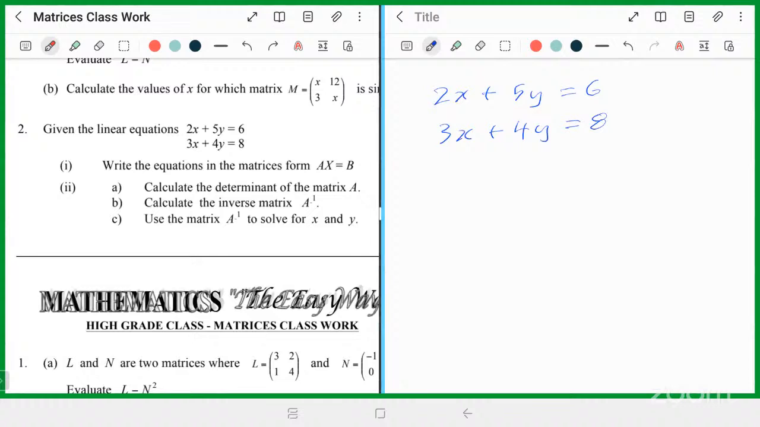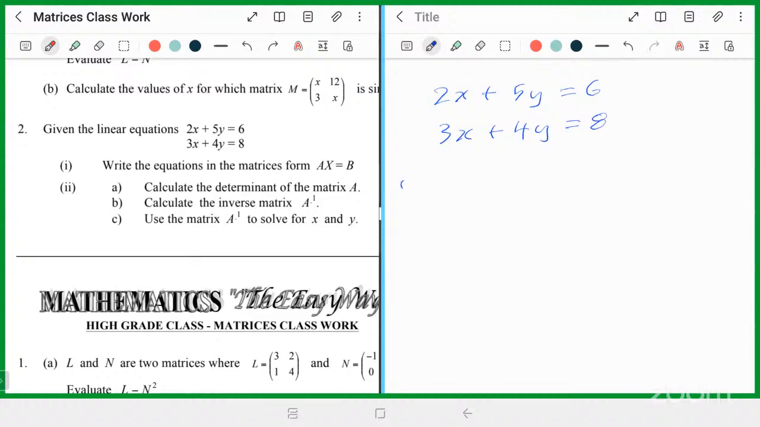And the first thing is to write this as a pair of matrices, as a matrices equation. So you have to check that you have the x value first, followed by the y value, which you do have in the first equation, and the x value followed by the y value in the second equation. So it is in that format that is friendly to set up as a matrices equation.